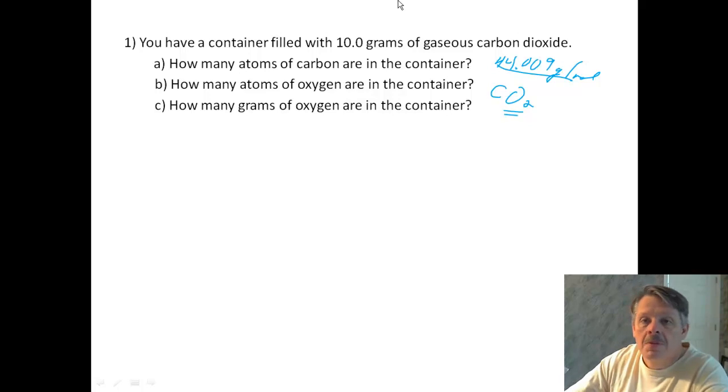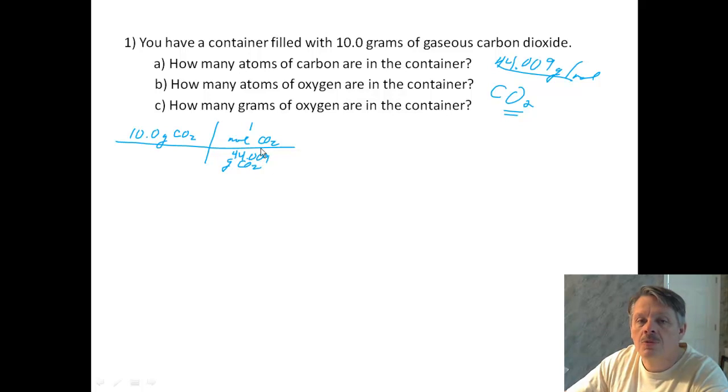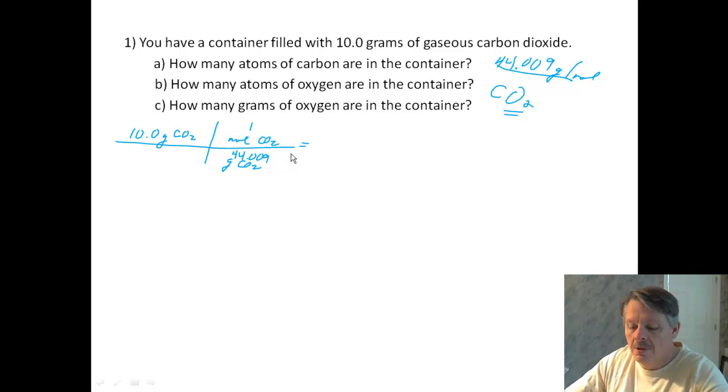So, if I have 10 grams of gaseous carbon dioxide, let's figure out how many moles I have. If I have 10.0 grams of carbon dioxide, and I want to convert between grams of carbon dioxide and moles of carbon dioxide, for every mole, that is 44.009 grams. When I do the math, I come up with 0.227 moles of carbon dioxide.